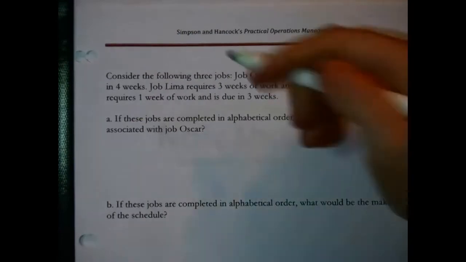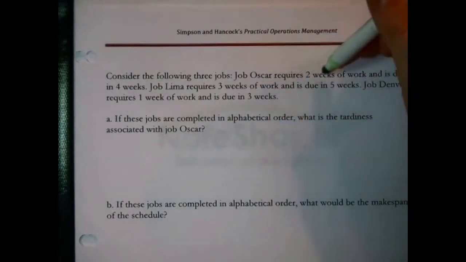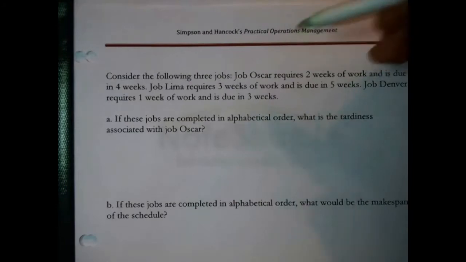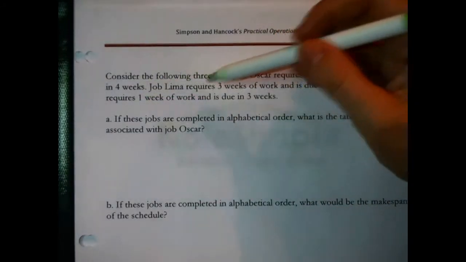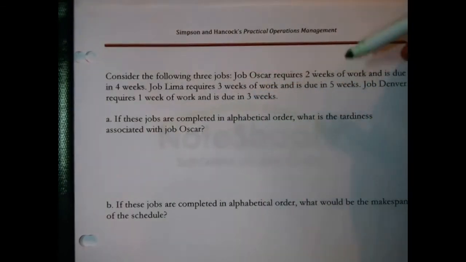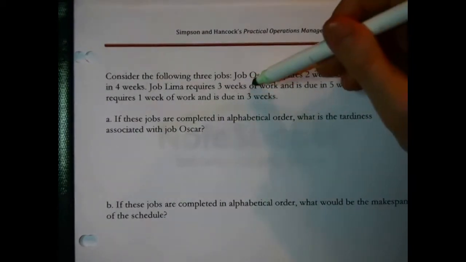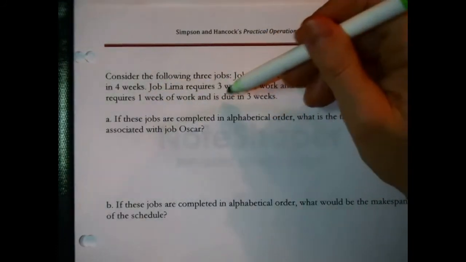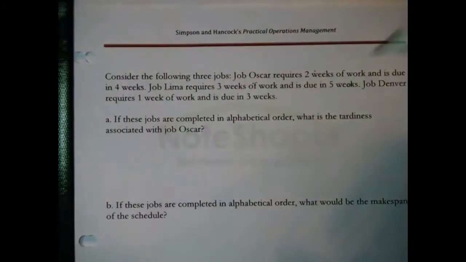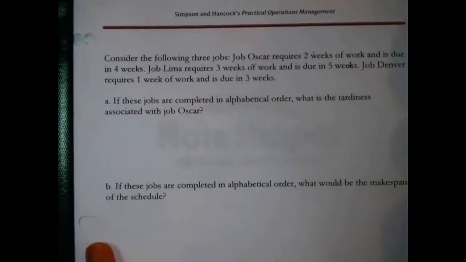Consider the following three jobs. Job Oscar requires 2 weeks of work and is due in 4 weeks. That's its processing time. That's its due date. Job Lima requires 3 weeks of work and is due in 5 weeks. Processing time, due date. Job Denver requires 1 week of work and is due in 3 weeks. Processing time, due date. Now, what are the questions?